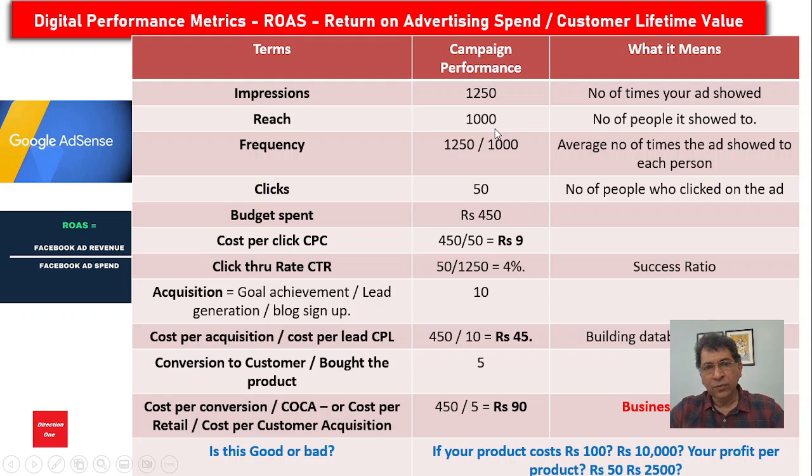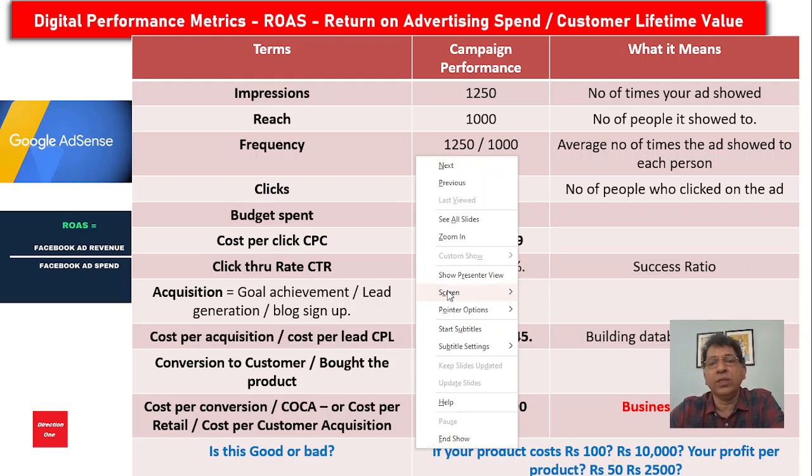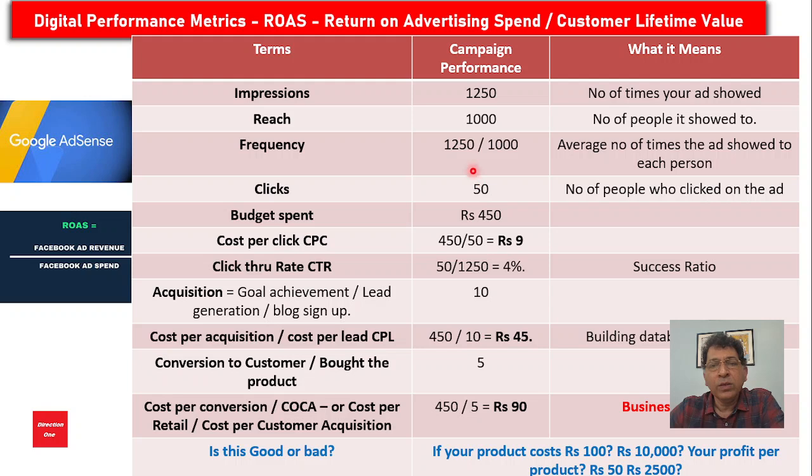Now, we have still not clicked on the ad. So the third parameter that is important is frequency. What is frequency? The average number of times the ad showed to each person. Now this is an average number. What is the formula? Impressions divided by reach. In this particular example, 1250 divided by 1000, which is the reach. So 1250 divided by 1000 is 1.25. That is the frequency. And as of this point in time, I have not yet clicked on the ad.